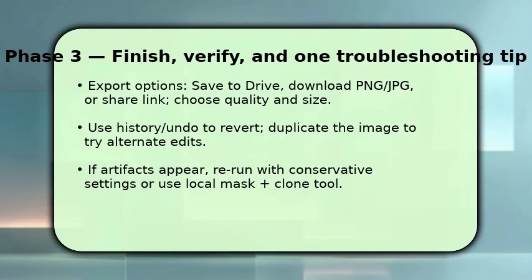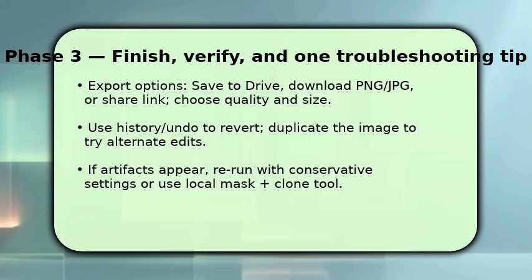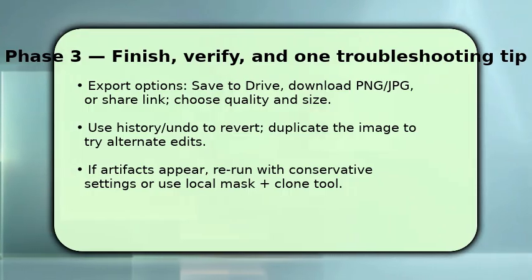To finish, export the final image. Save to Google Drive, download as PNG or JPG, or generate a shareable link. Pick quality and size before saving. Once done, review the edit history and use undo or duplicate the image to create alternate versions without losing a baseline.